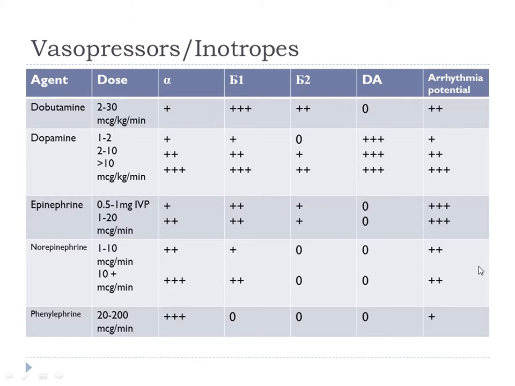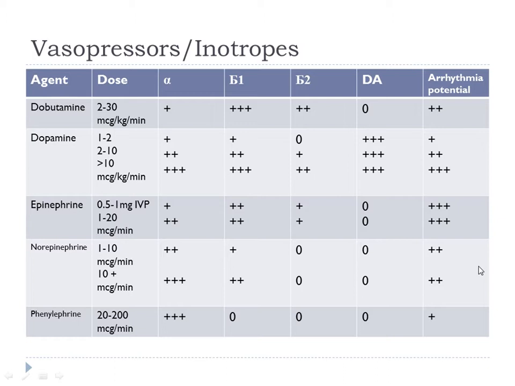Epinephrine, which you've heard of, can be given as a push in a code situation, but we can also hang it as a drip to give to a patient to keep their blood pressure up. So it has more beta action than alpha action. It doesn't have any dopaminergic action, and it has a high risk of arrhythmia. Okay? Is this making sense?